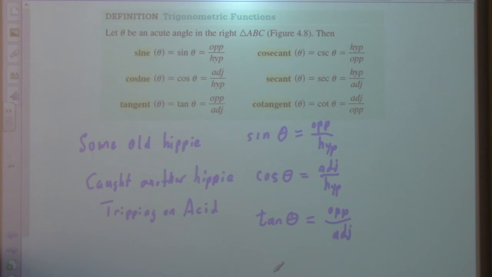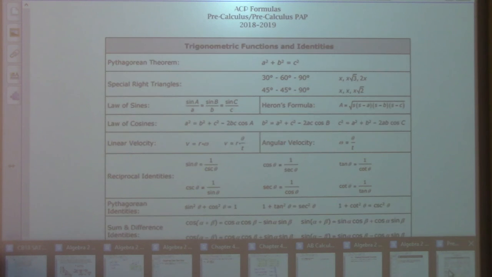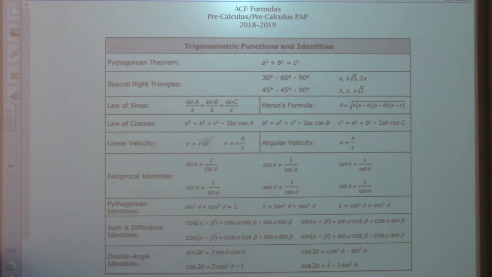And so those are your three building block trigonometric ratios. In addition to those ratios, we're introduced to a new set of three, which are called the reciprocal trigonometric ratios. Now, if you go to your ACP formula chart right here, you're going to see those ratios listed here. And they're kind of listed on your formula chart as pairs.